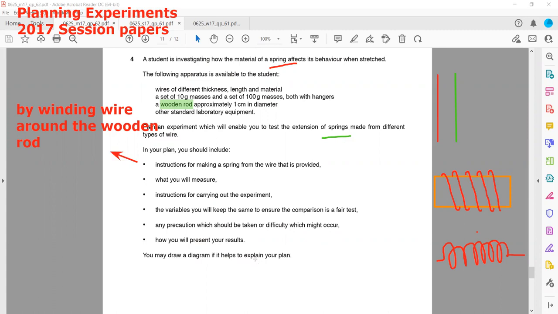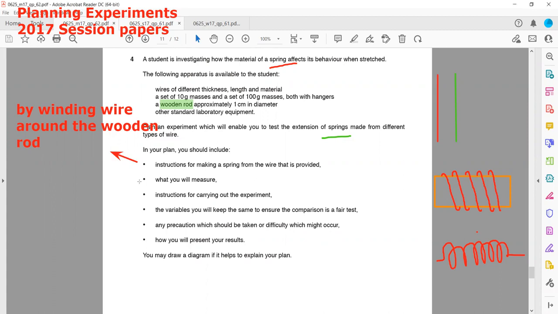Then what you will measure, because whenever we are adding a load, how much extension or change in length it causes. So the things which we will measure: the original length, the load, the mass which is added, and we'll calculate the final length.